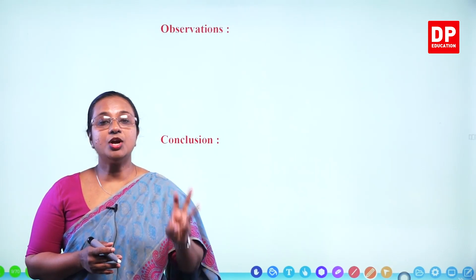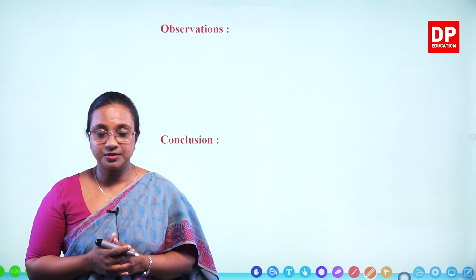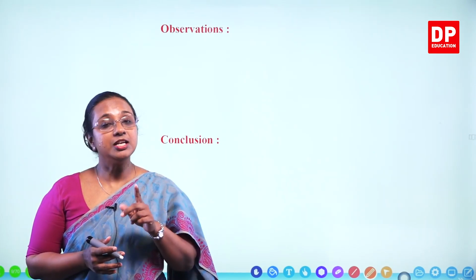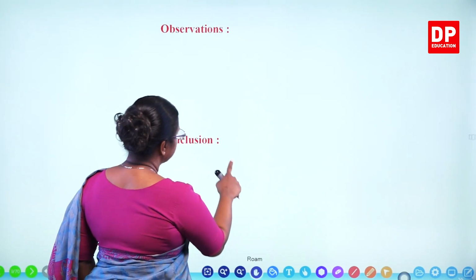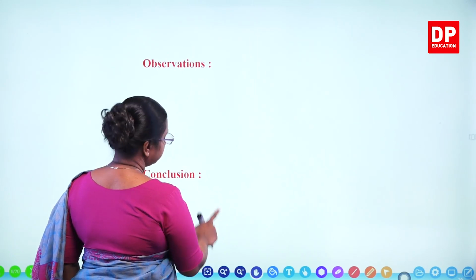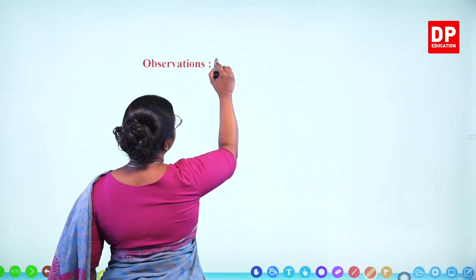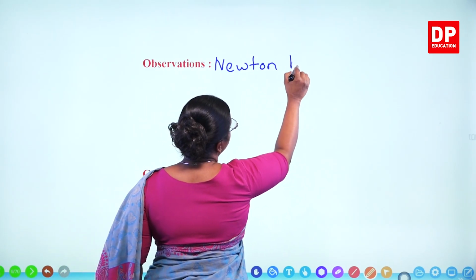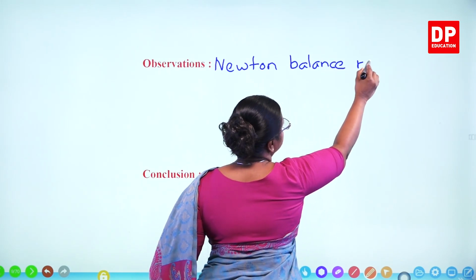So here you all observe the 3 instances of friction. So to understand that, we observe the Newton balance reading. So the observation is the Newton balance reading.